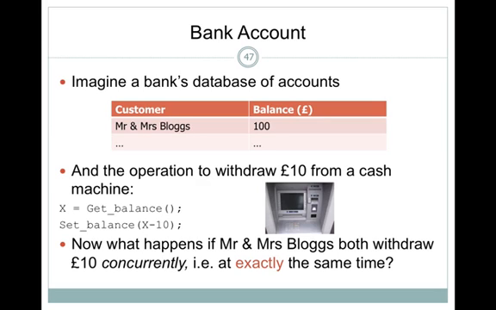Now let's think about what happens if Mr. and Mrs. Bloggs each decide to go to a cash machine. They go to two separate cash machines. They both decide to withdraw £10 at exactly the same time. Pause for a moment and make sure you know what the final balance in the account should be. Of course, we want it to be £80. 100 minus 10 minus 10.